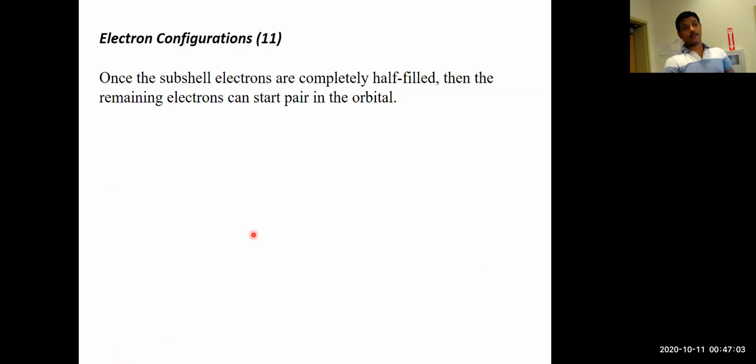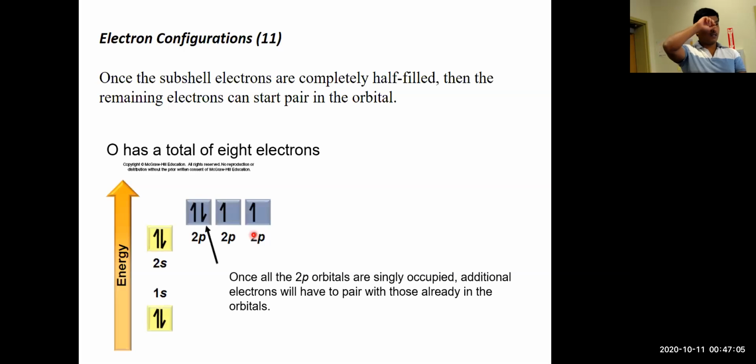I already showed you again. What if you have to work with oxygen? Oxygen has 8 electrons. So you will fill 2 in here, 2 in here. You put first 3, 1 each in each 2p orbital. You're still left with 1.